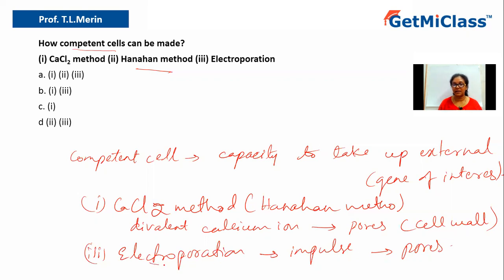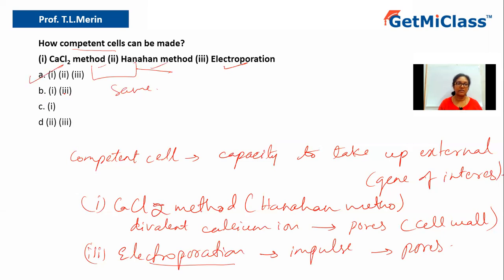That is why it is called electroporation. Electro means use of electricity. Poration means allowing the formation of pores in the cells so as to make them competent. So the third one also is correct. Calcium chloride method and Hanahan method are both the same. So according to that, option A says 1, 2, 3. Yes, that should be the correct answer.